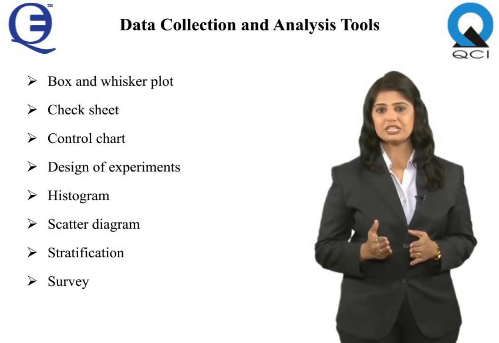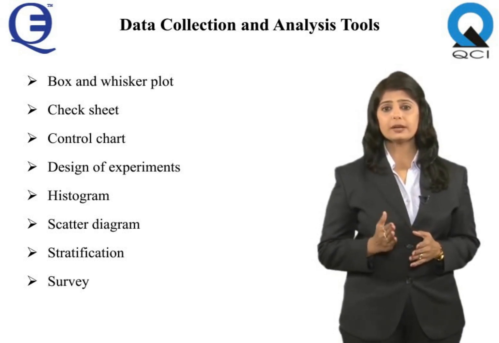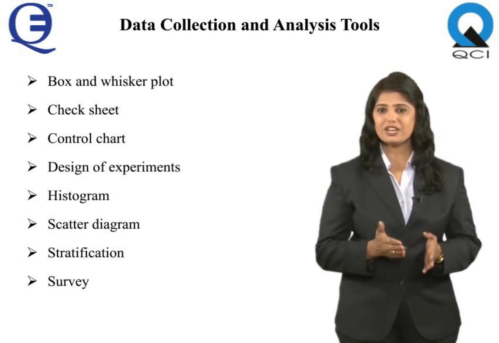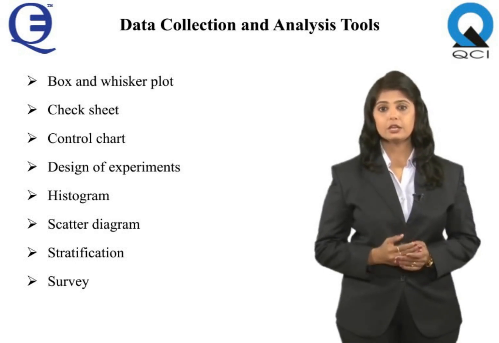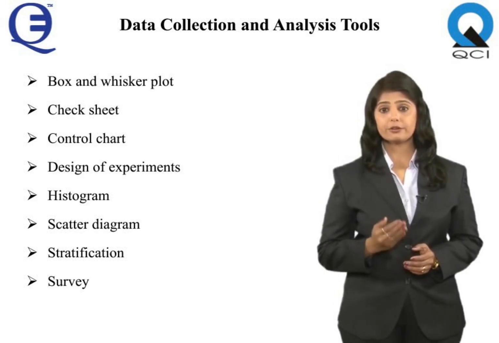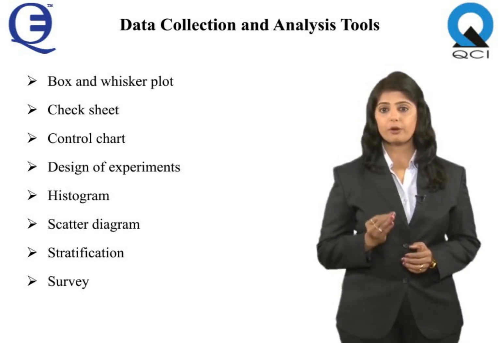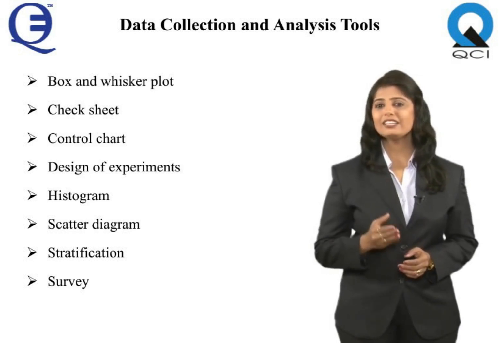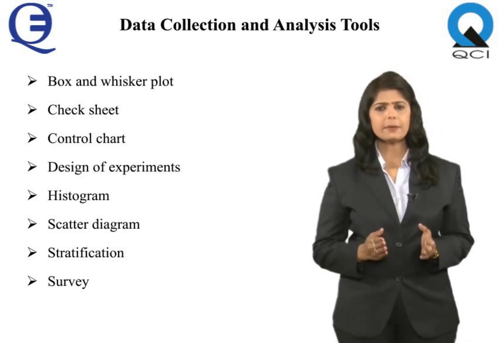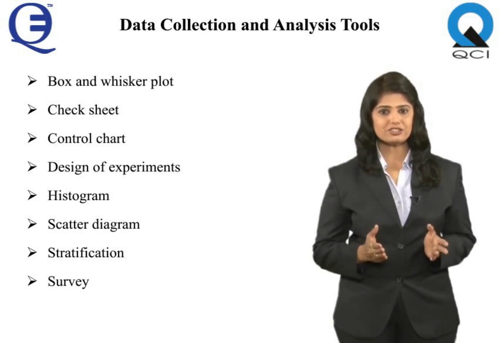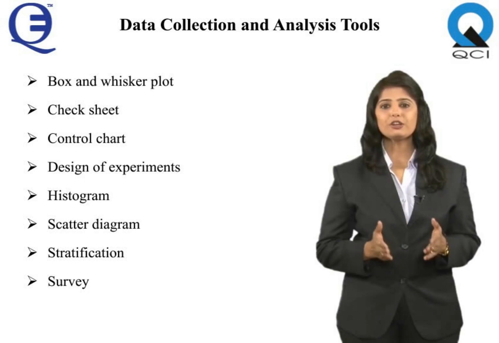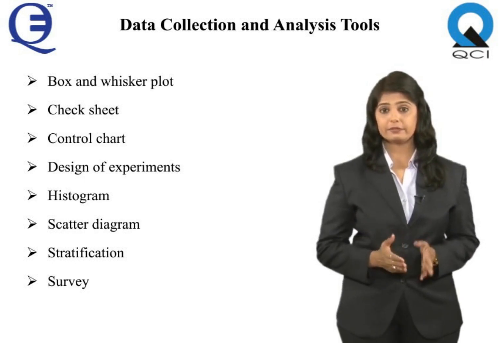2. Check sheet. It is a form used to collect data in real time at the location where the data is generated. 3. Control chart. It is a graph used to study how a process changes over time. 4. Design of experiments. It is a systematic method to determine the relationship between factors affecting a process and the output of that process.